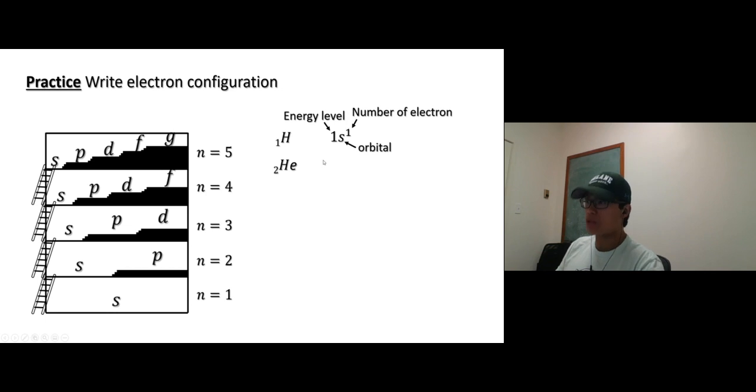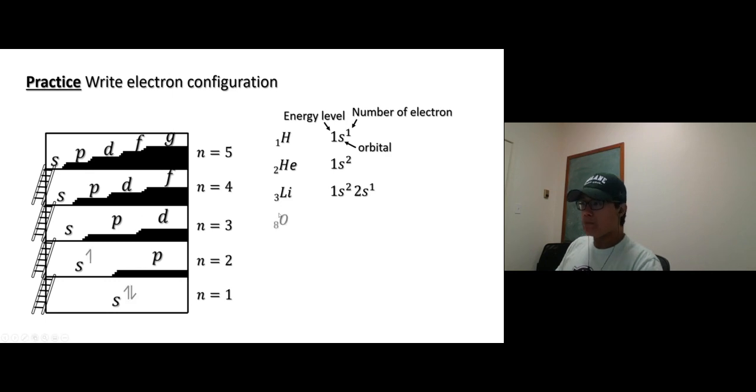So 2 protons, 2 electrons. These 2 electrons can be filled into an s orbital. That works. So we go 1s2. Right. Now lithium. So 3 electrons now. So we have to go 1s2, and another electron goes to the 2s orbital. All right. So we write it as 1s2, 2s1. Looks like that.